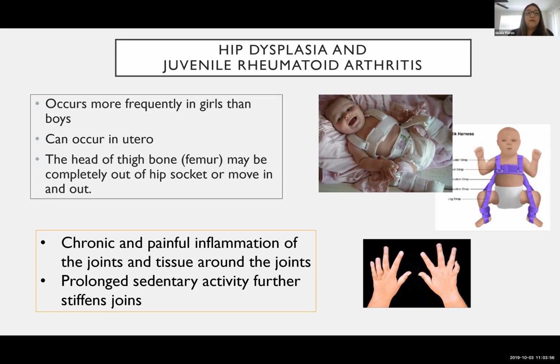For juvenile rheumatoid arthritis, this is an extremely painful condition. If you know any adults with arthritis, you might know how painful that can feel. So now think of a young child working through that pain. And a lot of times with children with rheumatoid arthritis, they're in so much pain they don't want to move, which is counterproductive to the condition.